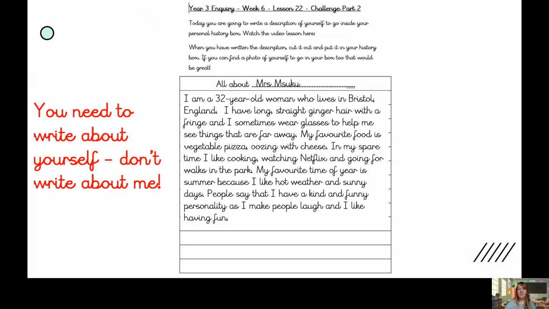And what I'm going to do now is, this is the sheet from your learning pack that you should be writing on today. If you don't have your learning pack, that's absolutely fine. You can just write on some lined paper. But once you've written your description, you are going to be cutting it out and it'll go in your box.